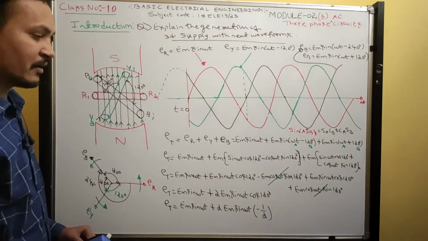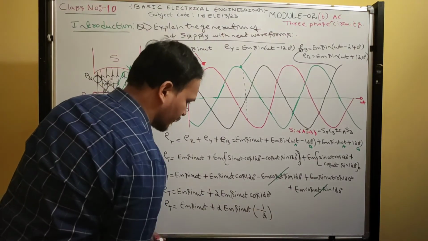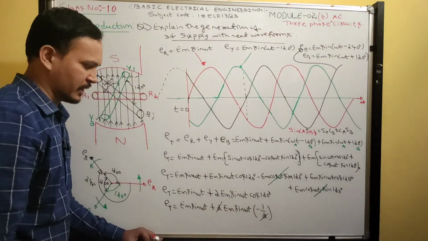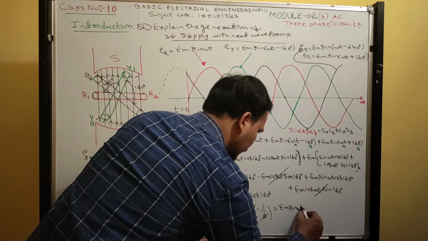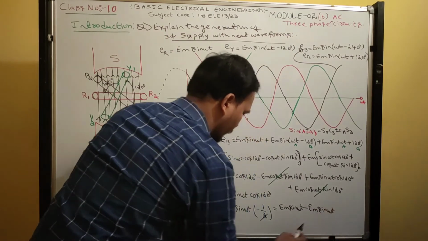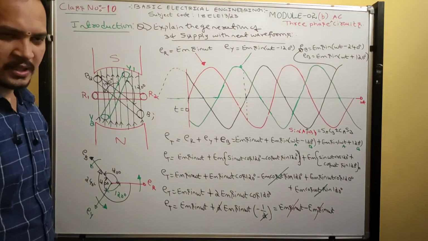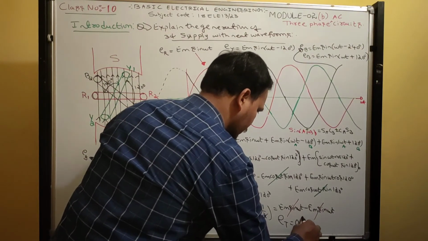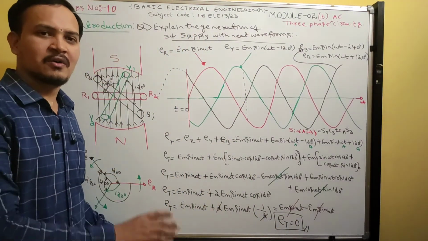Cos is in the second quadrant according to the ASTC rule, except sine, all others are negative. So cos 120 is minus. Now this 2 and this 2 get cancelled. Plus into minus, what happens? Minus. So the next step will be EM sin omega t and minus EM sin omega t, so both get cancelled. What is left now? Resultant voltage is 0. Understood? So mathematically we also proved it.